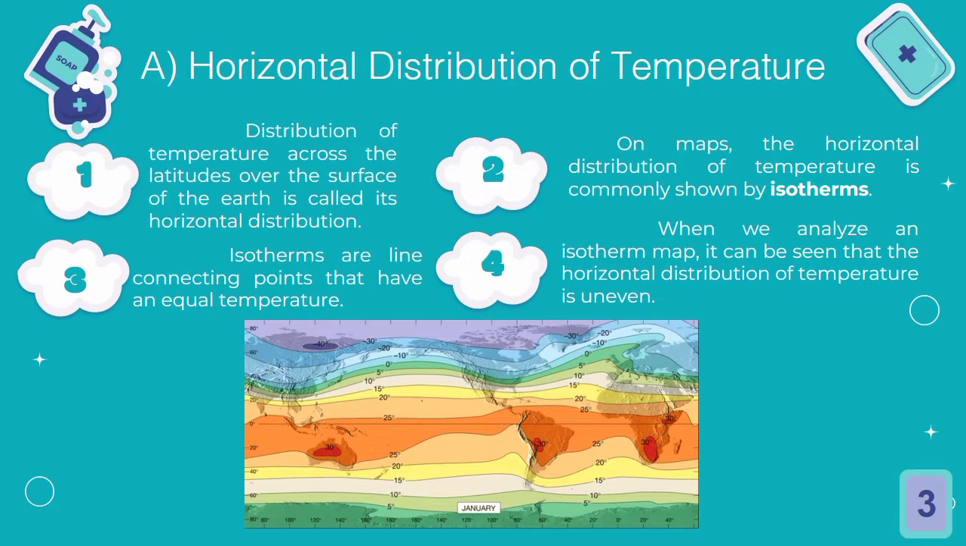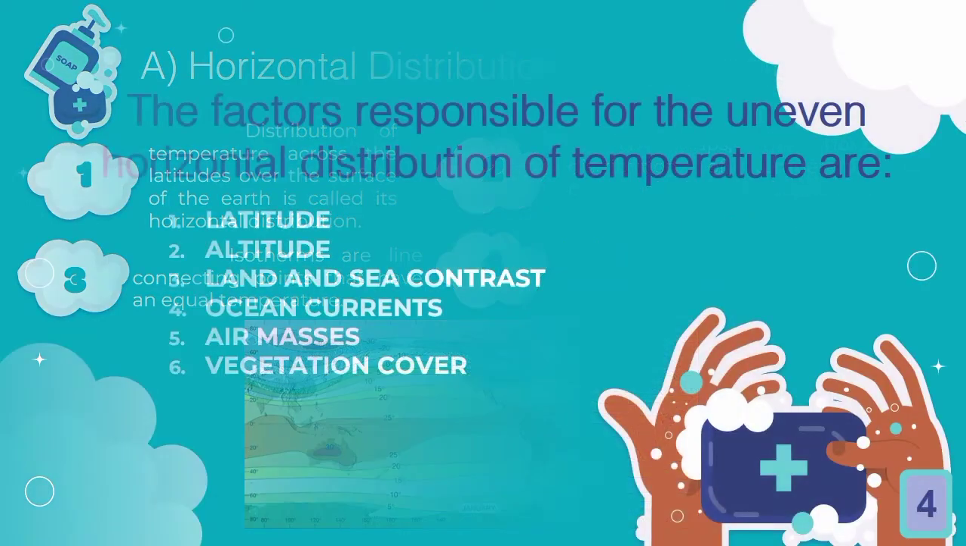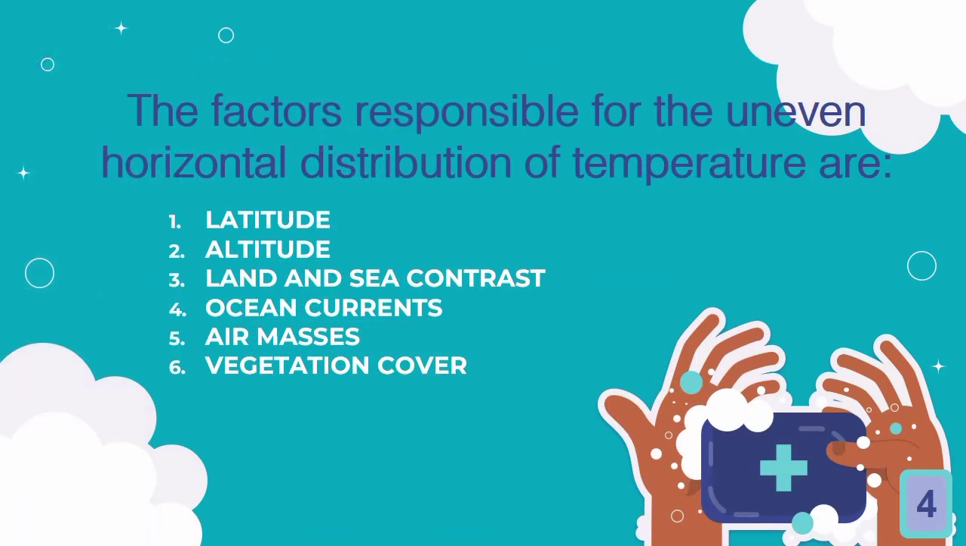So those lines are what we call isotherms, which show the distribution of temperature across the latitudes. So on the next slide, the factors responsible for the uneven horizontal distribution of temperature are number 1, the latitude, number 2, altitude, number 3, land and sea contrast, number 4, ocean currents, number 5, air masses, and number 6 is the vegetation cover.